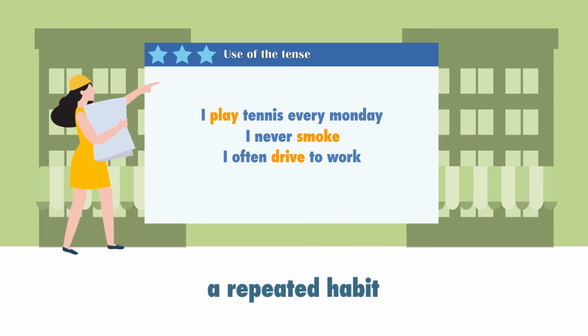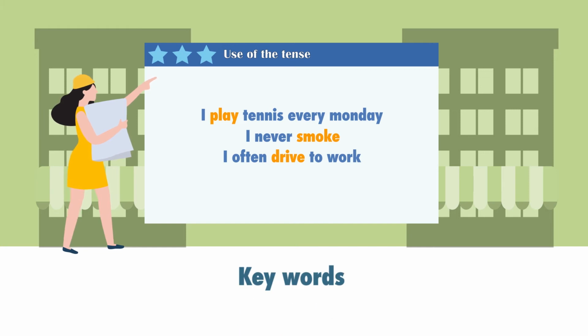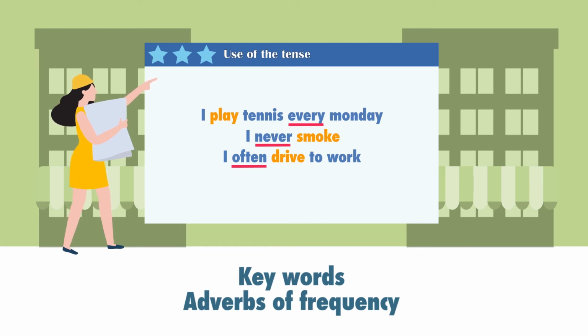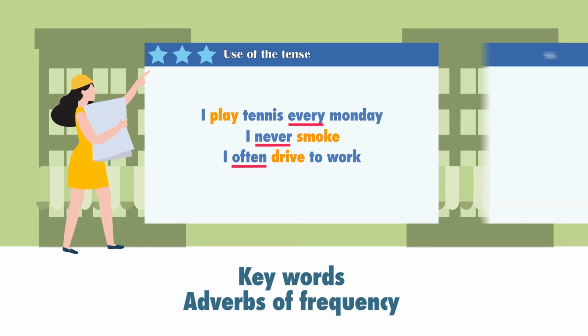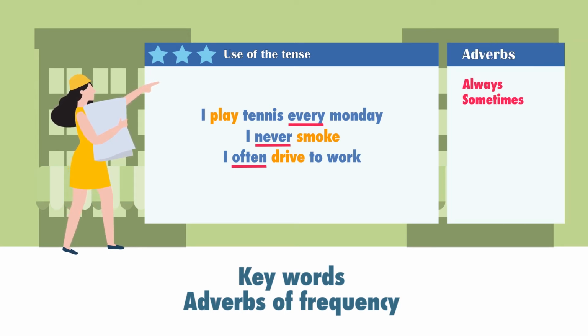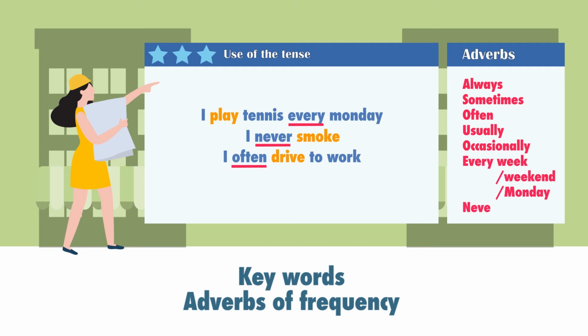One way to decide which tense to use is the key words which fit the contexts. In this tense, adverbs of frequency are a great way to convey a permanent or repeated situation. Words like always, sometimes, often, usually, occasionally, every, never.